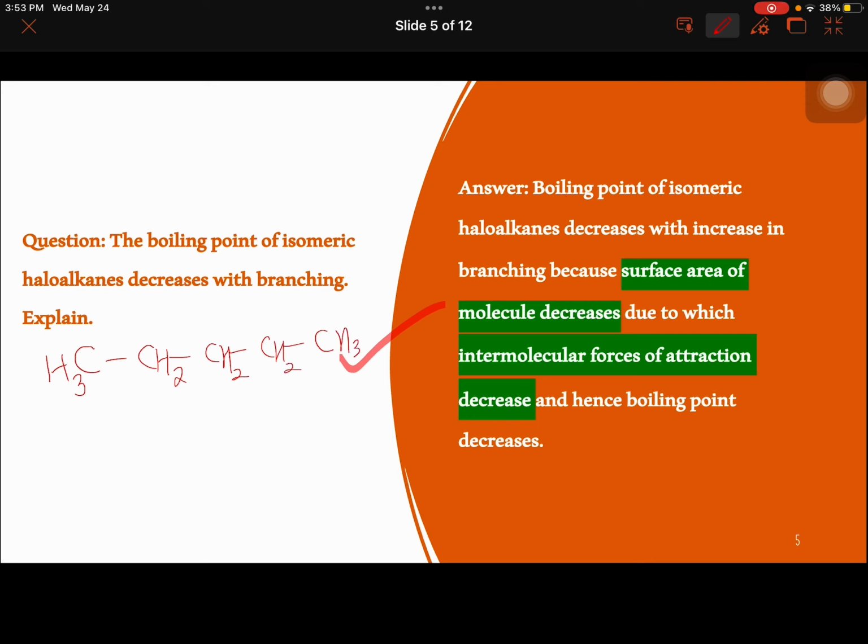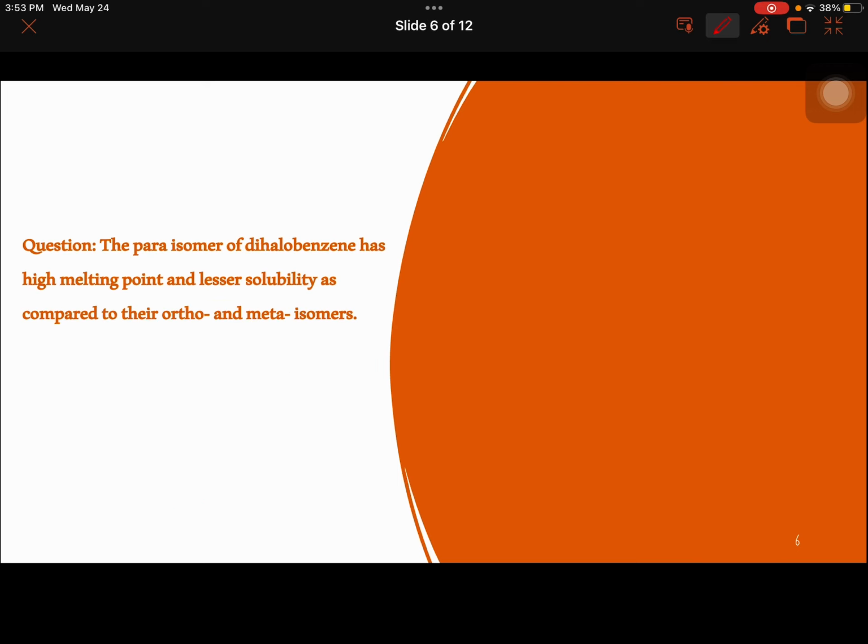And if you draw its isomers, I will start with branching. I put 1 branch. In the next one, I am putting 2 branches. So these are the isomers of pentane. Now you will see that when you move from here to here, when the branching is increasing, the surface area is decreasing. And if the surface area is decreasing, the intermolecular forces of attraction, the van der Waals force of attraction, also decrease. That's why the boiling point of isomeric haloalkanes decreases with branching.